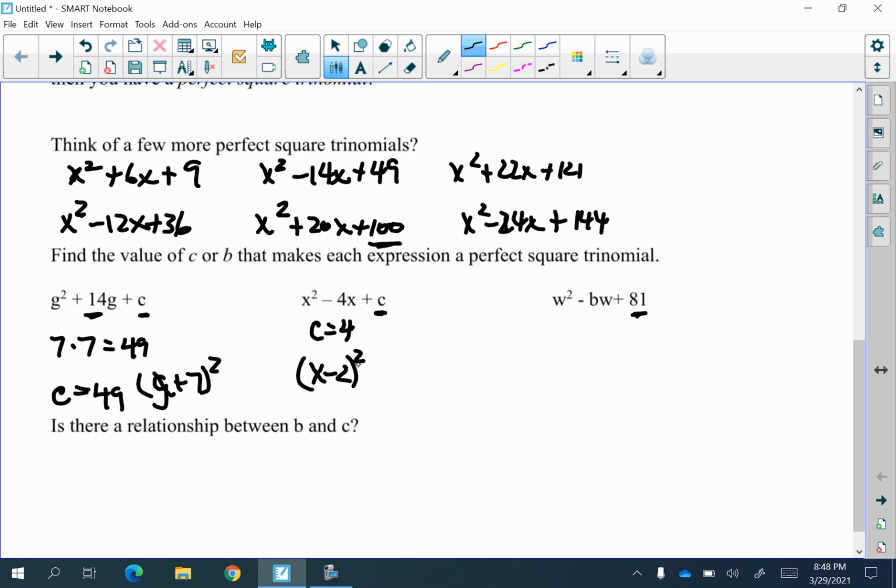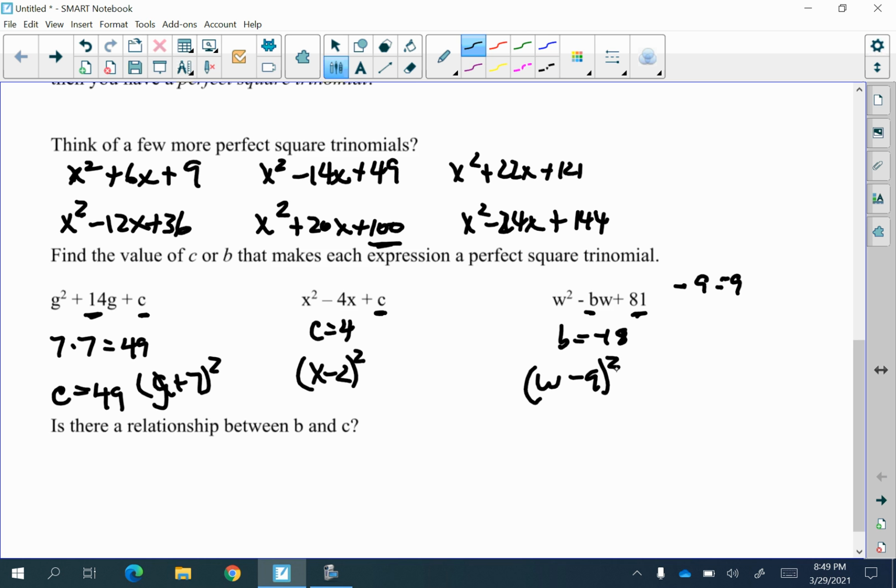And then the third one, they want us to figure out what b is. Well, I know that 9 times 9 is 81, right? But our middle term is negative. So negative 9 times negative 9 still gives me positive 81, but when I add them together, it gives me negative 18. So for this to be a perfect square trinomial, b would have to be negative 18, and this would give me w minus 9 squared.